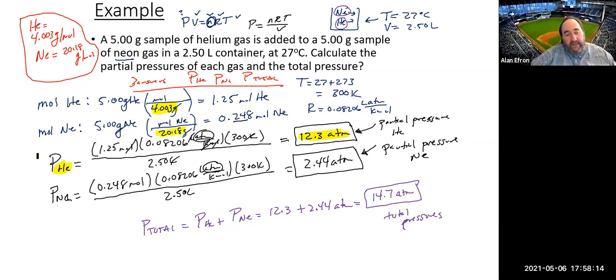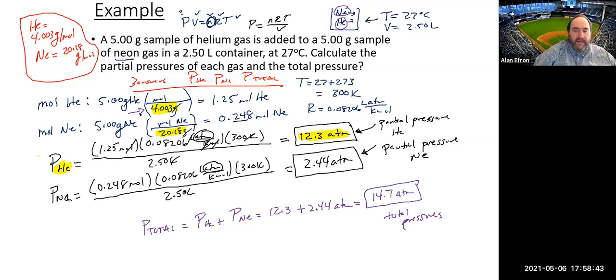We see that helium is a much lighter gas, which, as we'll talk about, will translate into helium being able to fly around faster than neon. And because it's able to fly around faster than neon, it's probably going to be the one making more collisions and contributing more of the pressure that we see in this particular mixture. Any questions on that?